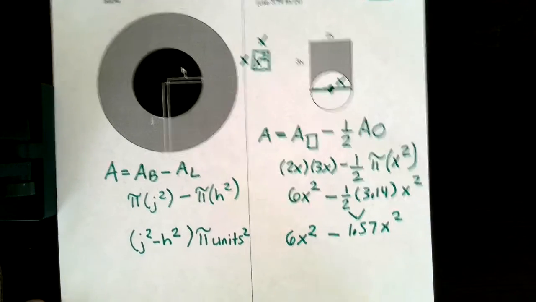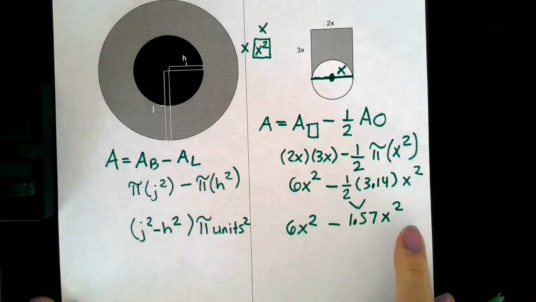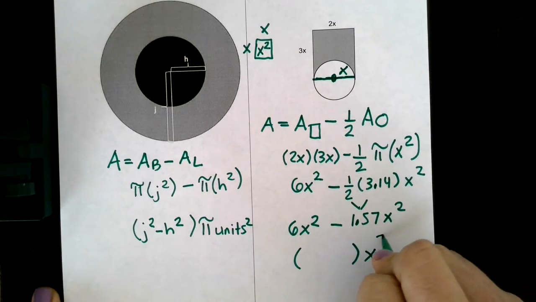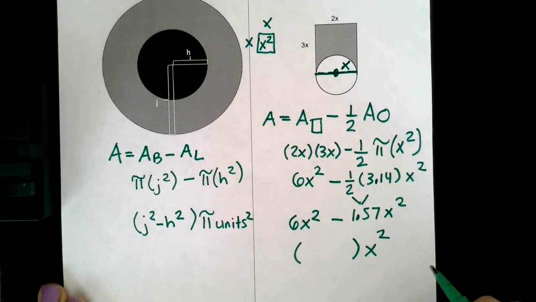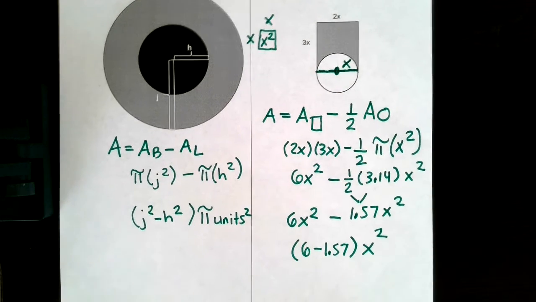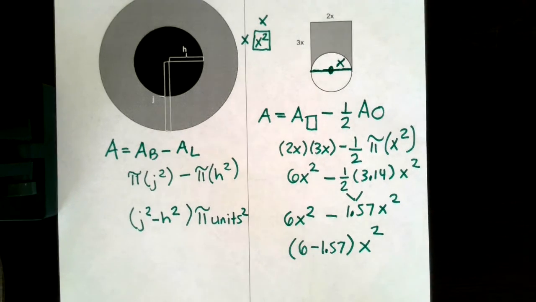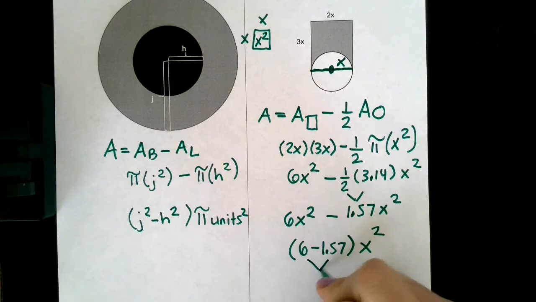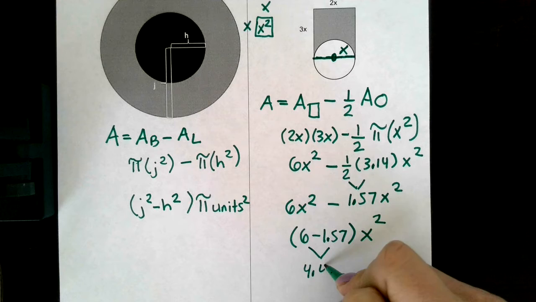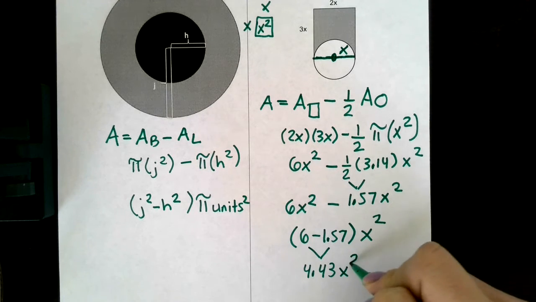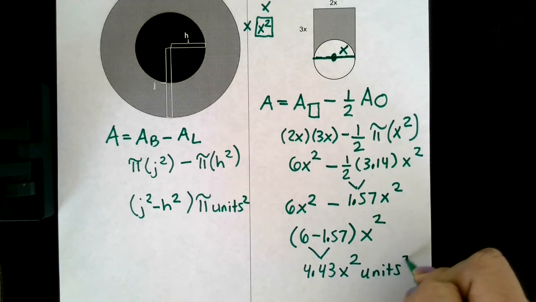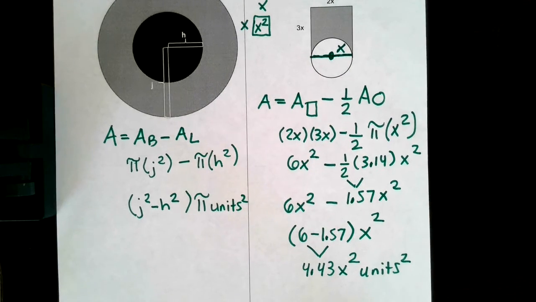Now I notice that in both terms, I have a common x squared value that I can factor out of my expression, leaving the 6 and the 1.57 that I can place inside my parentheses. Now I'm going to subtract 6 minus 1.57 and get approximately 4.43, and I can now write x squared. And let's write units squared because we do not know what our units are in this case.